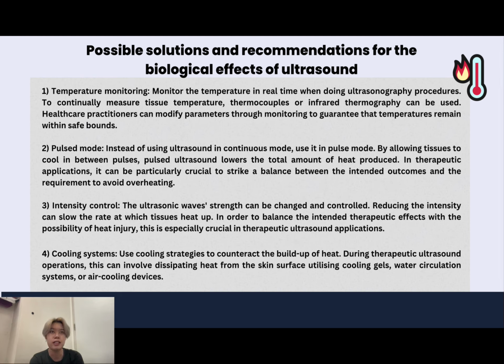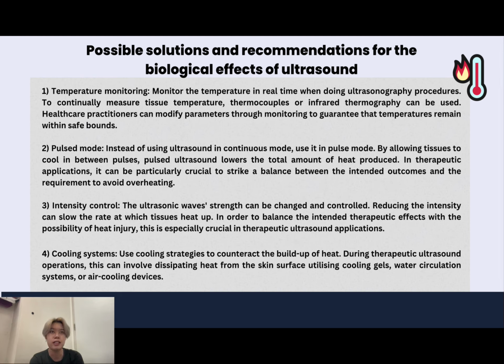The ultrasonic wave's strength can be changed and controlled. Reducing the intensity can slow the rate at which tissue heats up. In order to balance the intended therapeutic effects with the possibility of heat injury, this is especially crucial in therapeutic ultrasound applications. Fourthly is cooling systems.